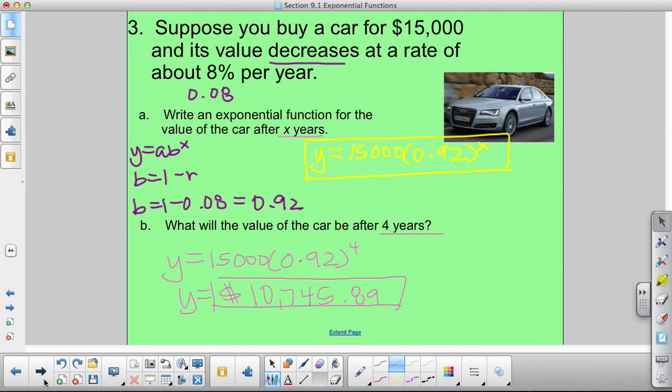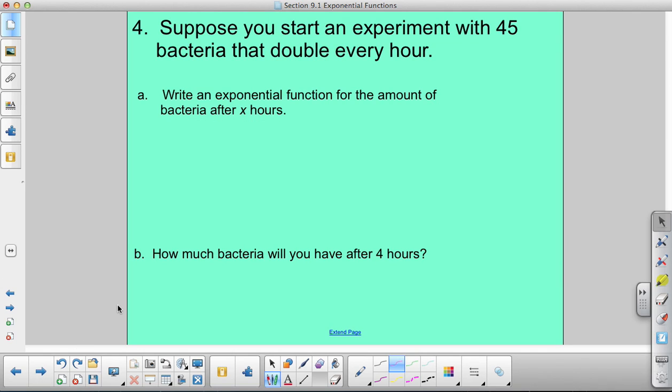Let's go ahead and look at example 4. Before we move on, if you have any questions, I would write them down. If you need to take a break, pause the video and do that. Stopping at 4 would be a good place to stop.